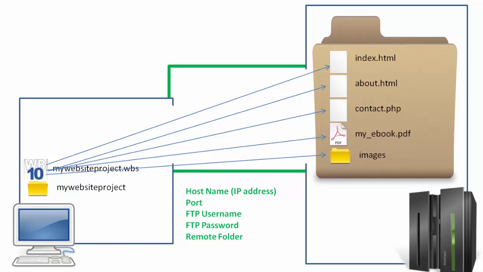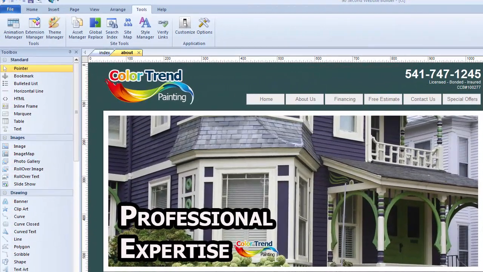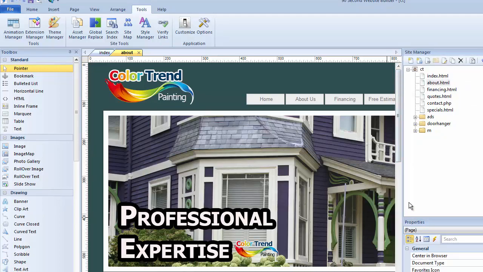So now let's take a look inside the software to see what it takes to set all this up. So here I am inside 90-Second Website Builder, and I'm looking at a project here that I'm building for a painting company called Color Trend Painting, and we're going to publish this website. Let me show you my site manager over here. I'm going to move it into the camera so you can see this particular website.